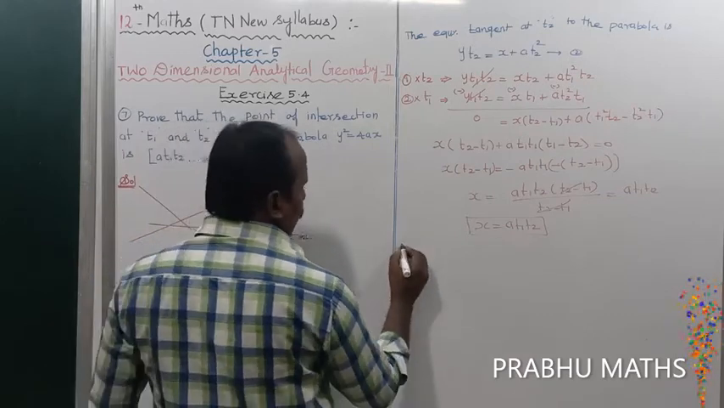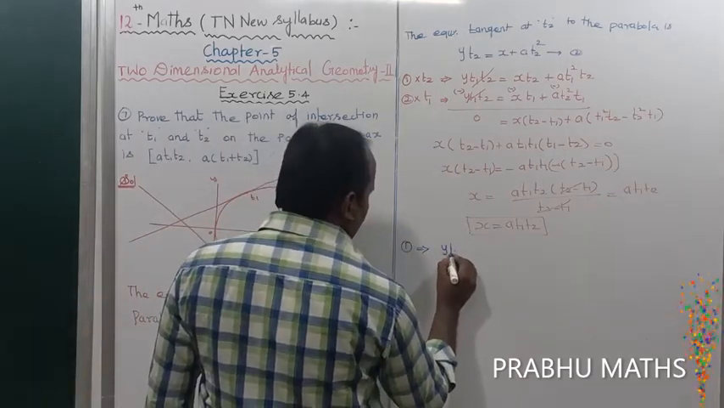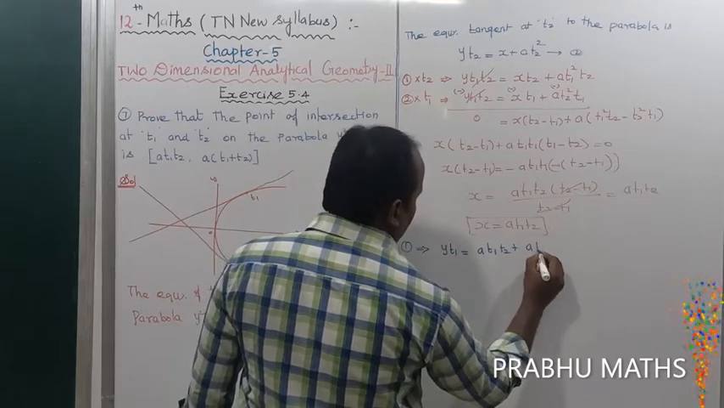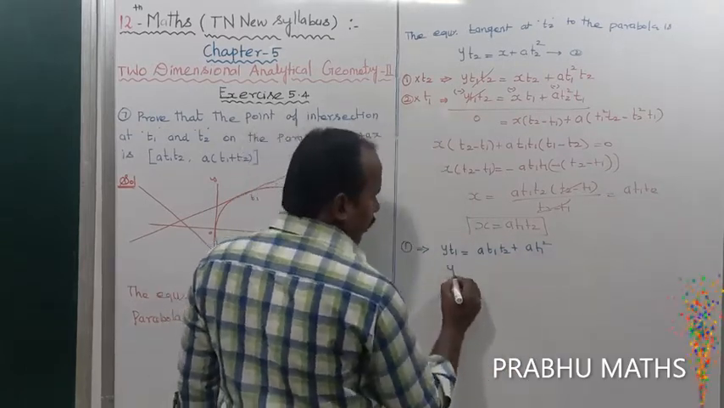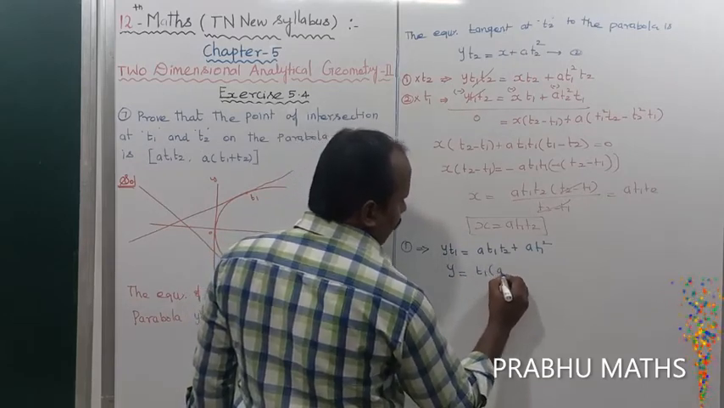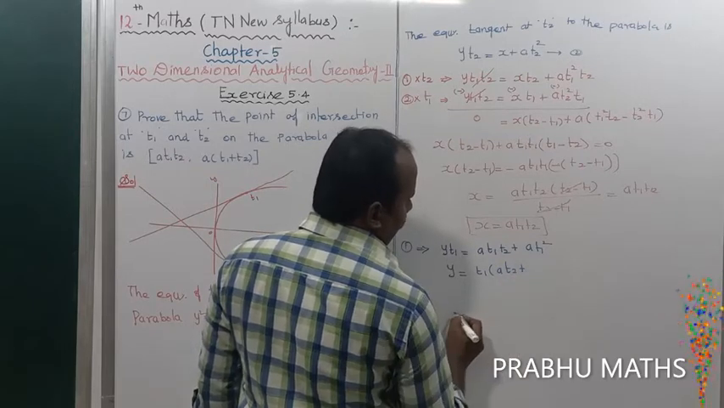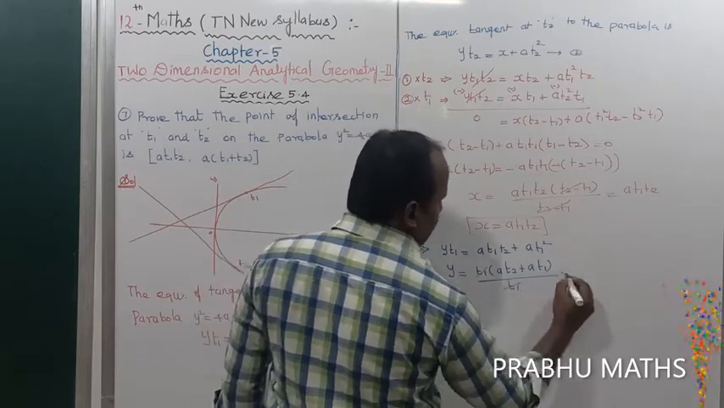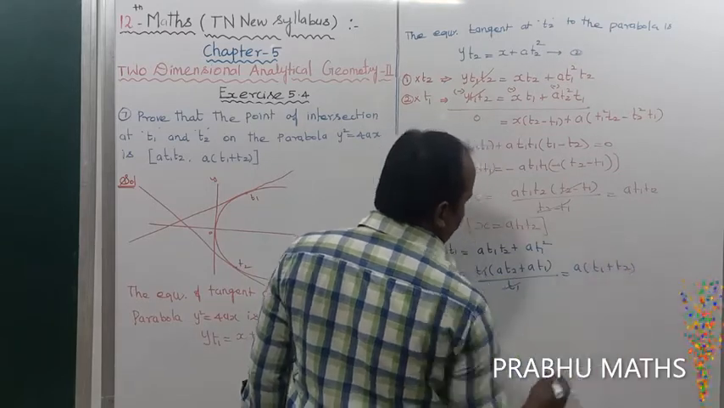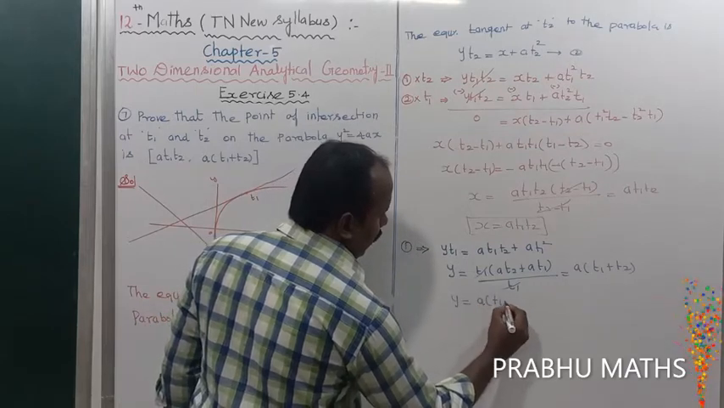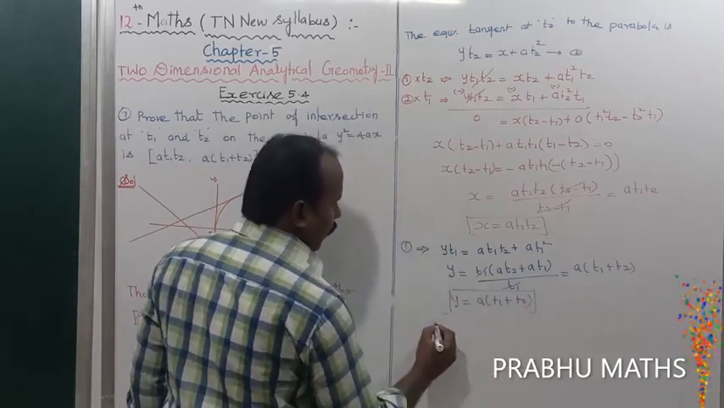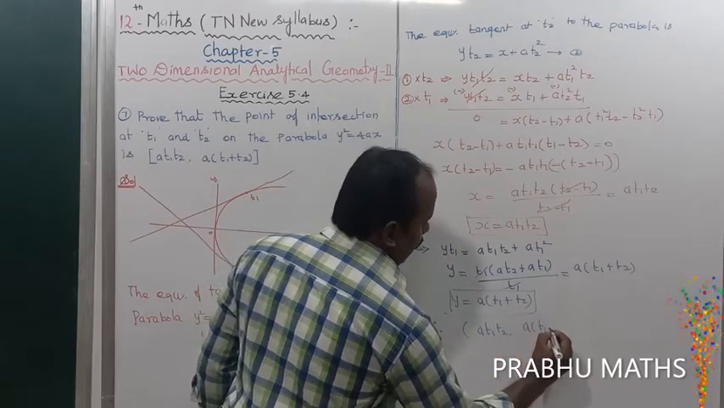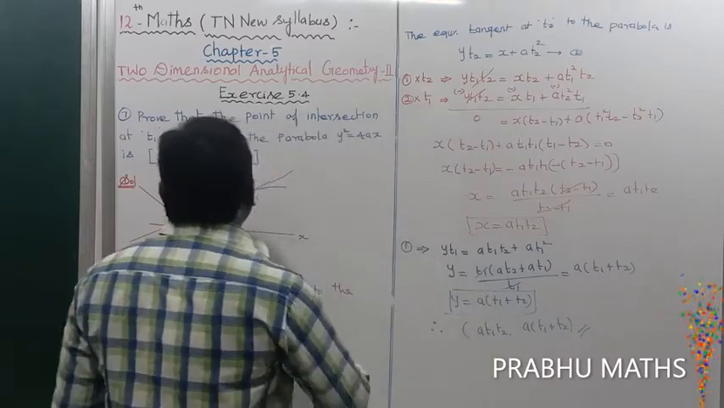Next, to find the y value, from equation number 1: y t1 = x value a t1 t2 + a t1². Then y = a t2 + a t1 after dividing by t1, so t1 cancels. So y = a(t1 + t2). That is the y value. Therefore the point is (a t1 t2, a(t1 + t2)), hence the proof of the given statement.